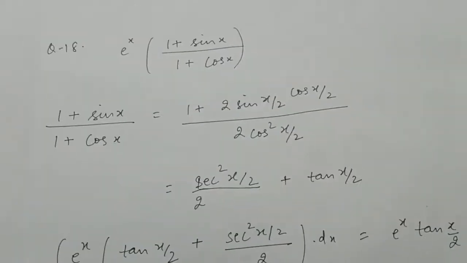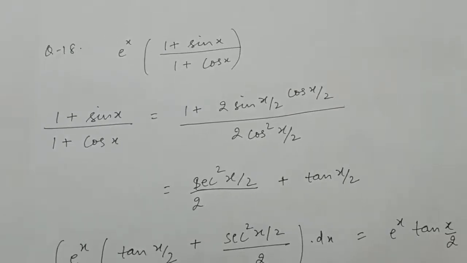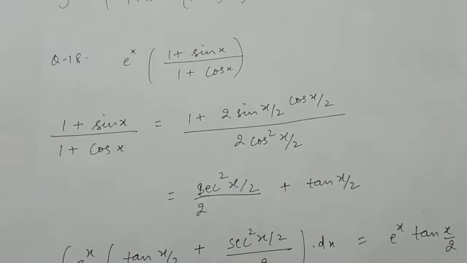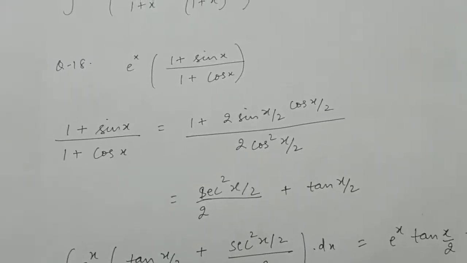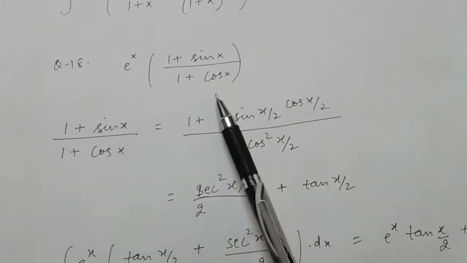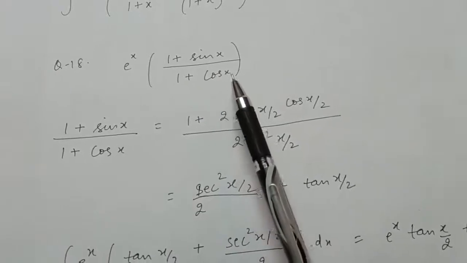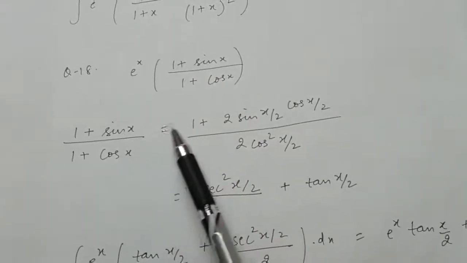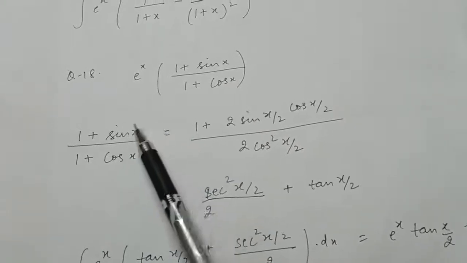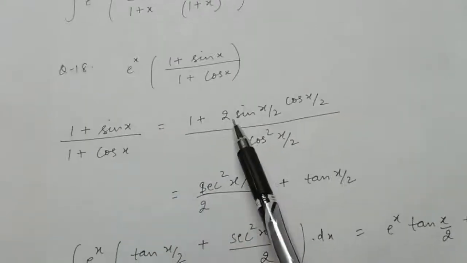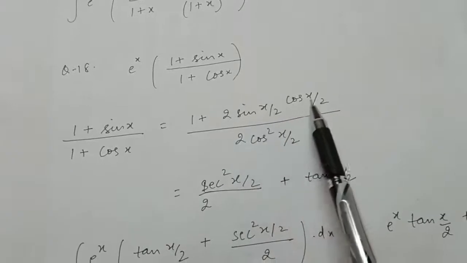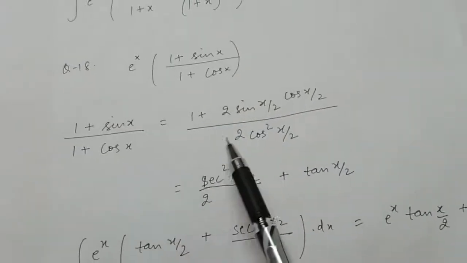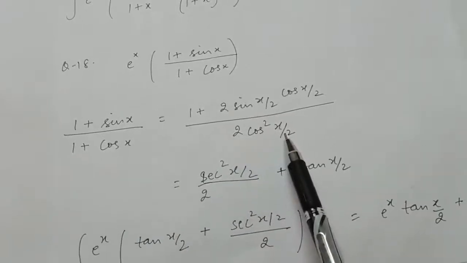Question number 18 is e raised to the power x into (1 plus sin x) upon (1 plus cos x). Again we will try to make it the integral of e raised to the power x into [f(x) plus f dash x]. For this, see, in place of sin x we can write 2 sin x by 2 into cos x by 2, upon 1 plus cos x, which you know is equal to 2 cos square x by 2.